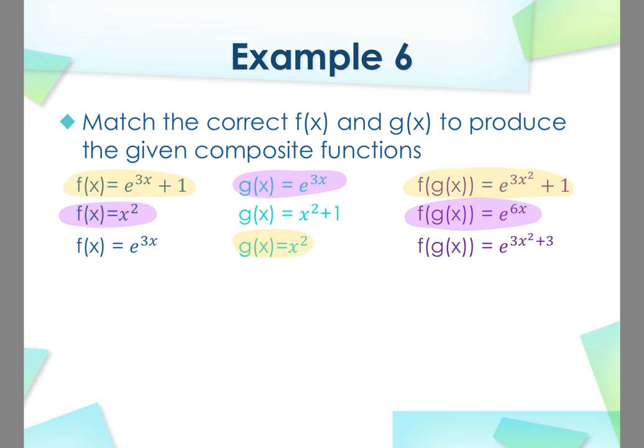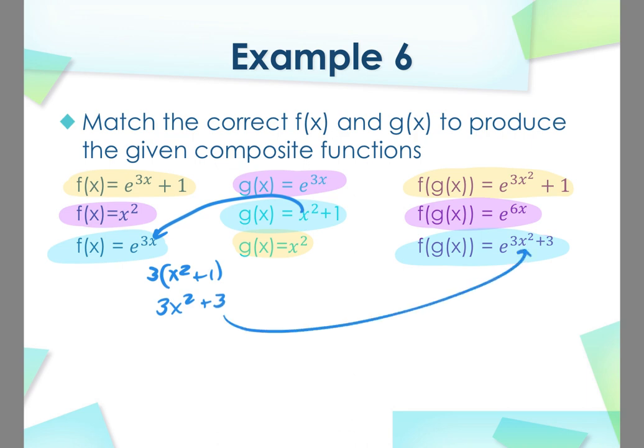All right, then the last one is f of g, different color. F of g of x is e to the 3x squared plus 3. So obviously what's left, we're going to take this one and plug it into here. When I plug this guy into this exponent, I end up with 3 times x squared plus 1, which is 3x squared plus 3, and there's your exponent there.